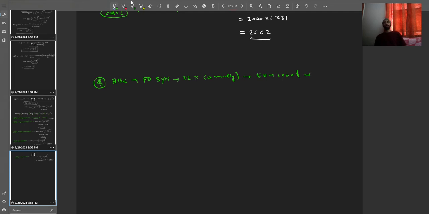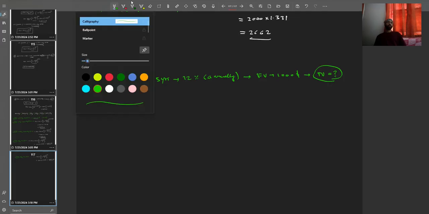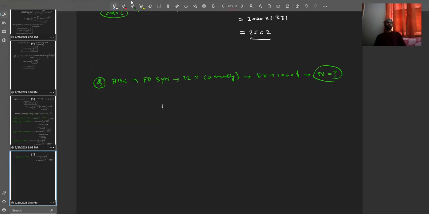So the question is, how much should you invest now, or what is the present value you should invest in this kind of a scheme? We already know the formula for future value. FV is equal to PV multiplied by (1 plus R) raised to the power n. Now we want to know what is the PV. So PV is equal to FV divided by (1 plus R) to the power n.